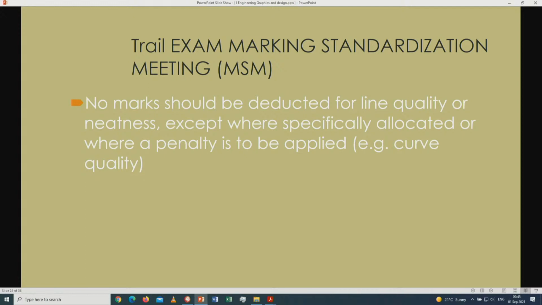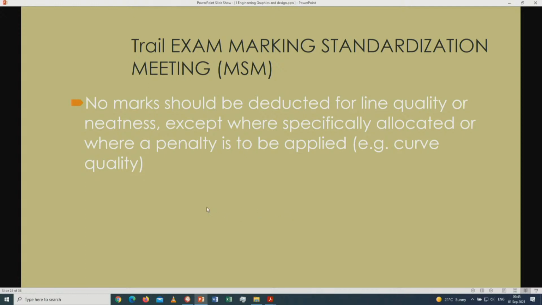So in other words, regarding neatness and line quality, if it's too light, it's not to say that the learner doesn't know that the line was supposed to be dark, because he might have run out of time and couldn't do the complete drawing. But if it's still there, it is fine. You can give him the marks for that.